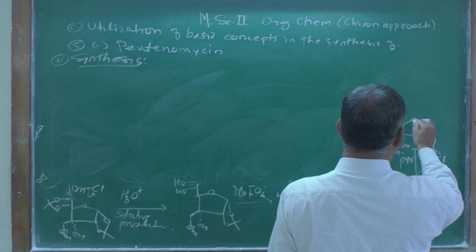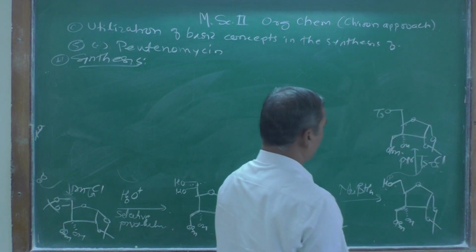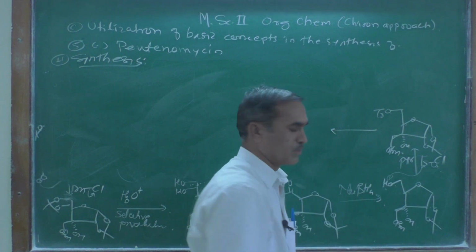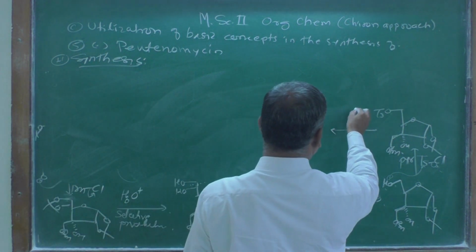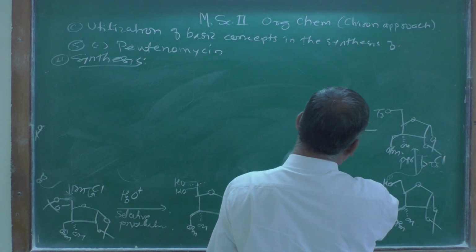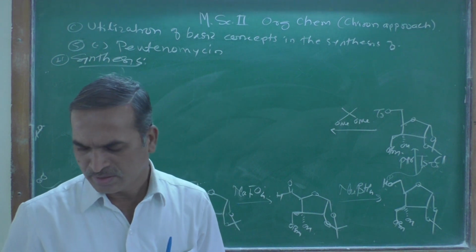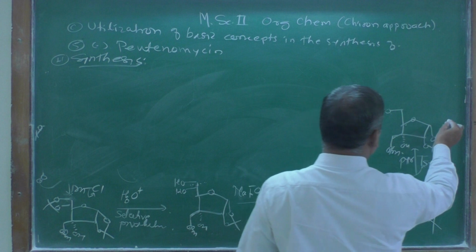And here what you are going to get? Here you are going to get OTs, the tosyl group, right? And now this group is further treated with dimethoxy, OMe. This type of reagent is used over there. And what are you going to get?